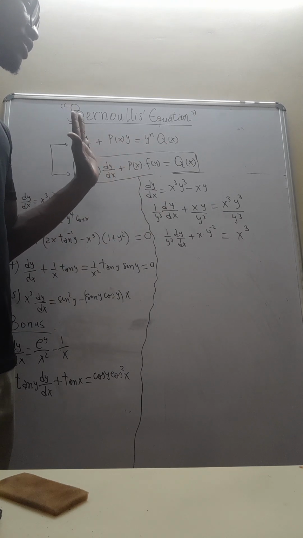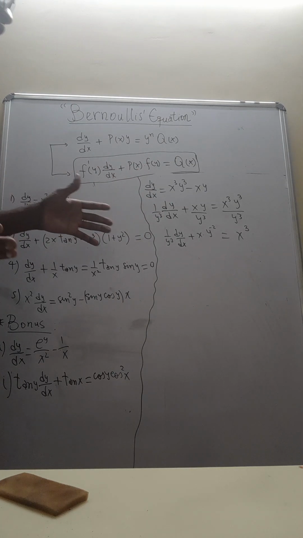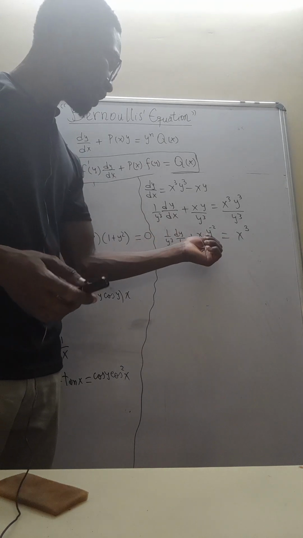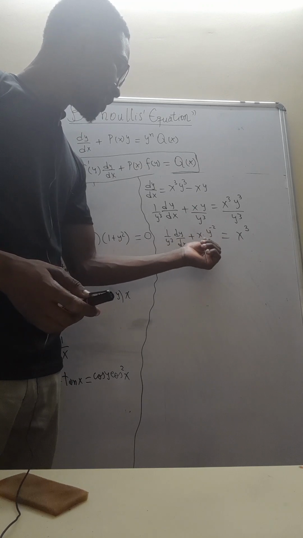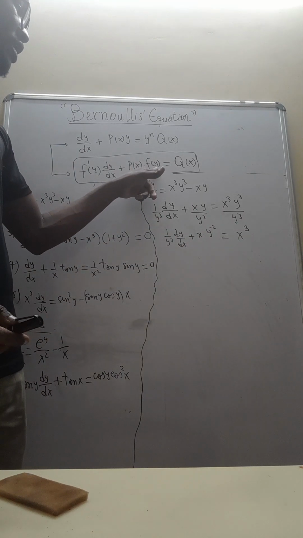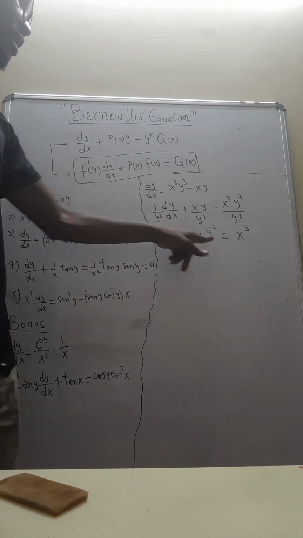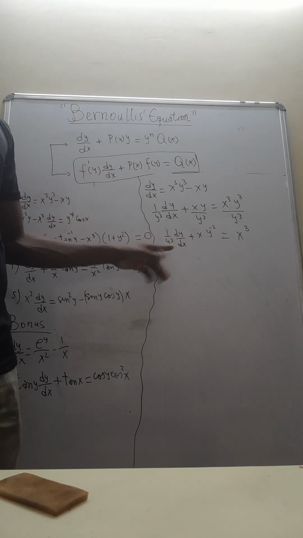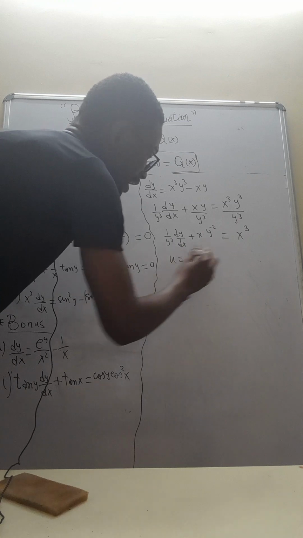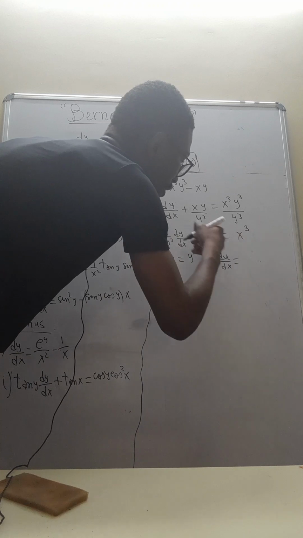So what's the next step to see whether this is Bernoulli's equation or not? The next point is to find whether this f of y is the derivative of this one. Like if I differentiate this one, it gives this one, just fine. So how to find? Make u equal to y to the minus 2. Then what's the next step? du by dx is equal to the derivative of this one.